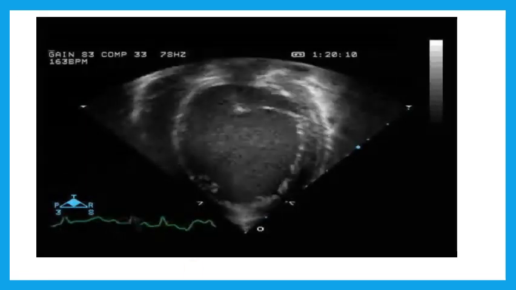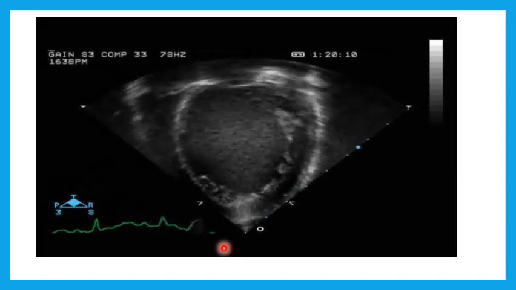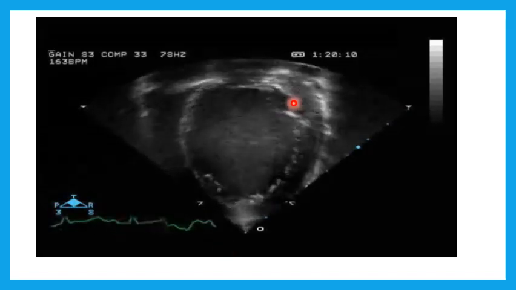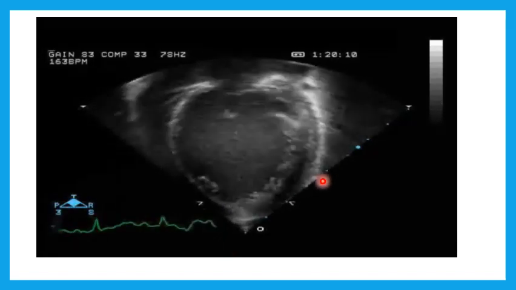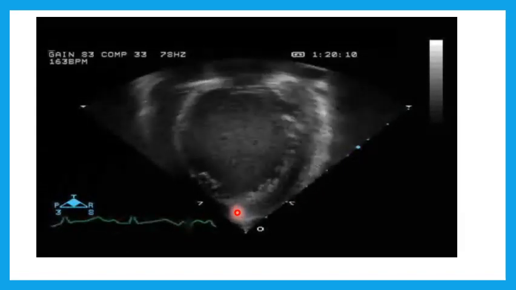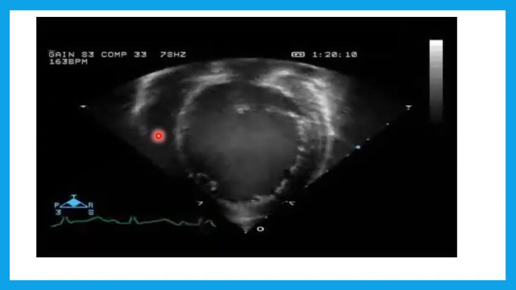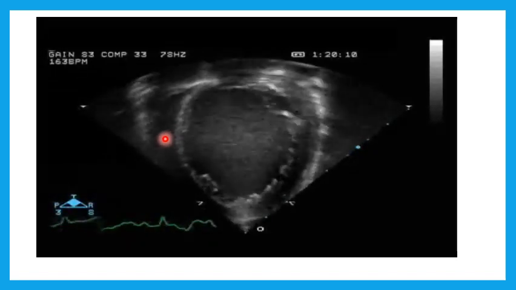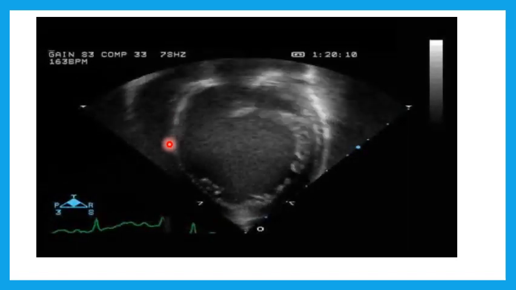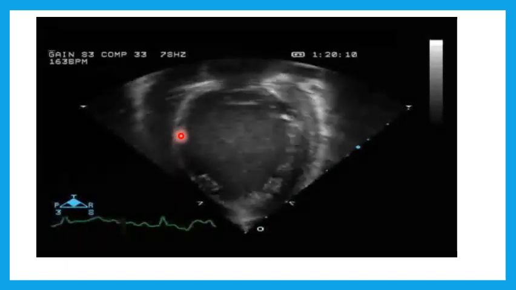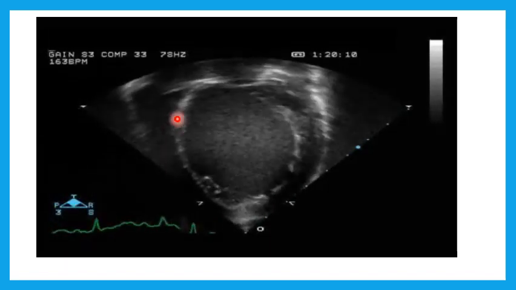So here we have a patient in a four-chamber view with decreased cardiac function. As we see, there's a significant dilatation of the left ventricle, and the interventricular septum is bowing to the right side, which makes the RV cavity small because it's compressed by the dilated left ventricle.